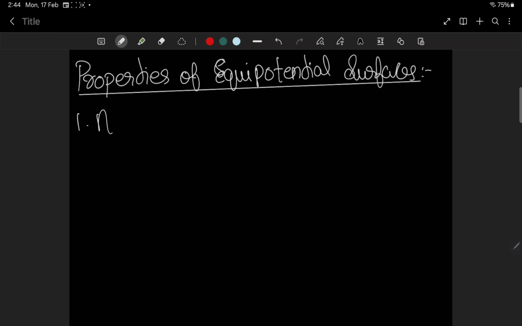No work is done, because there is no change in potential. If there is change in potential, only then work is done. If I am moving a point on this equipotential surface, is there any work done? No, because there is no change in potential. So no work is done in moving a charge on equipotential surfaces.